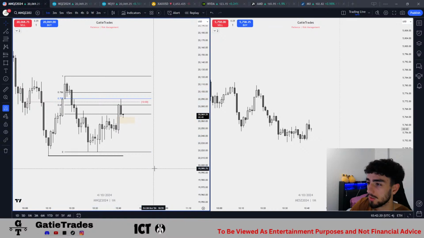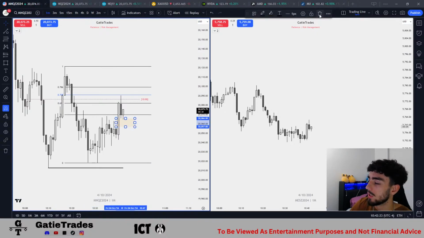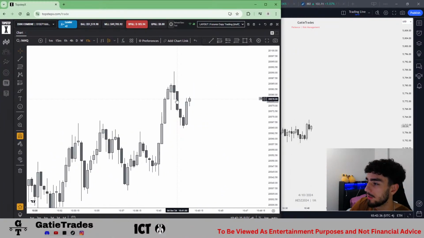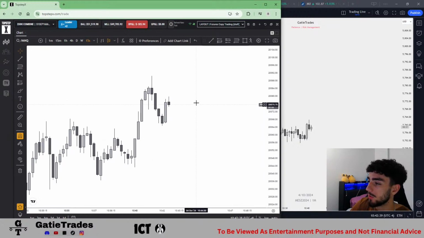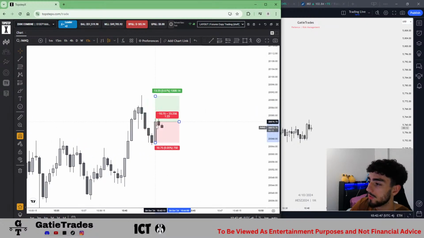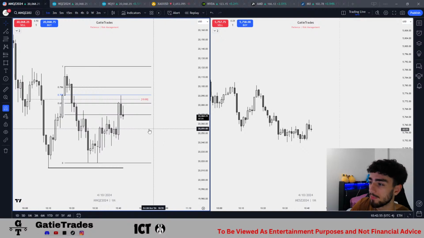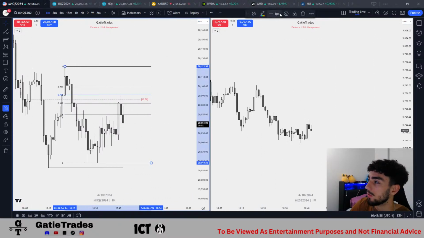We close below OTE there. If we formed a 15-second inversion right here, that would be my entry. Personally, just saying personally. Right here, no inversion there. I'd wait for the inversion on the 15-second, take it, and put my stop loss here. That's my price delivery continuum theory entry model. We did form a 15-second bullish fair value gap, but I want to see the inversion, and we got no inversion, see? So no trade. That's how I do it, at least.